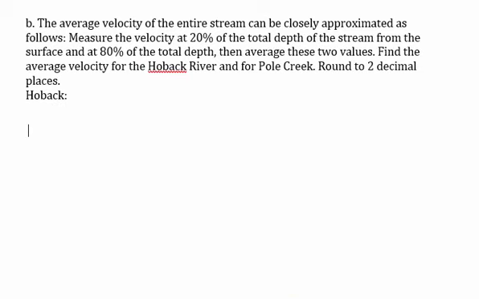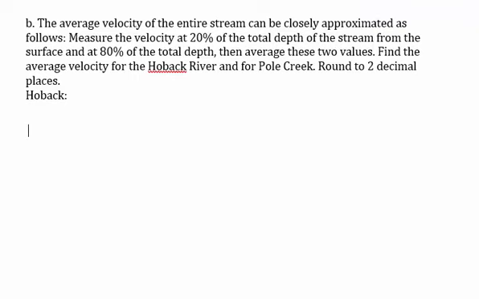Okay, it says the average velocity of the entire stream can be closely approximated as follows. Measure the velocity at 20% of the total depth of the stream from the surface and 80% of the total depth. Then average these two values.